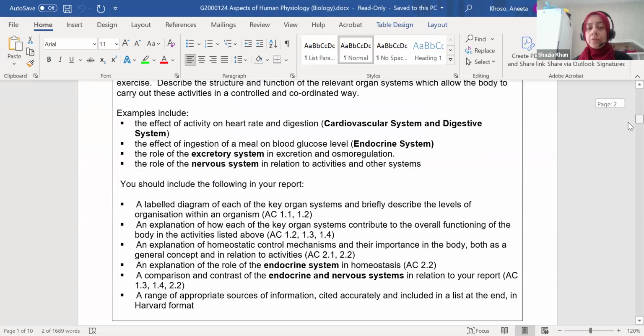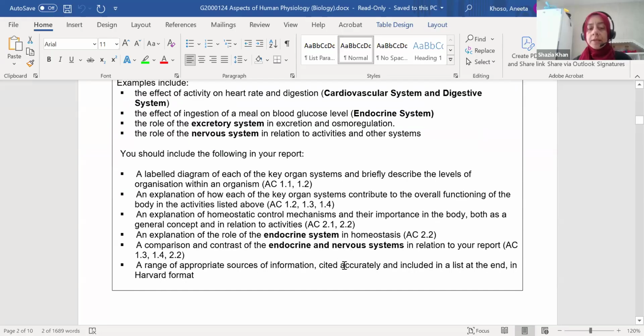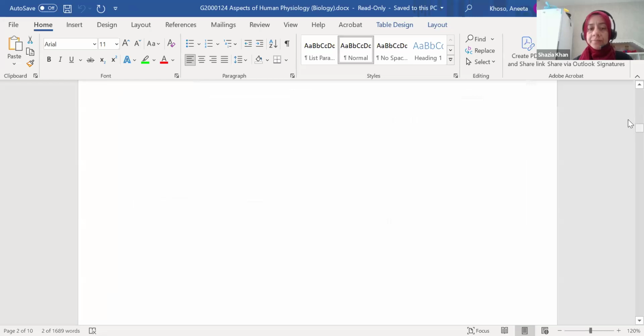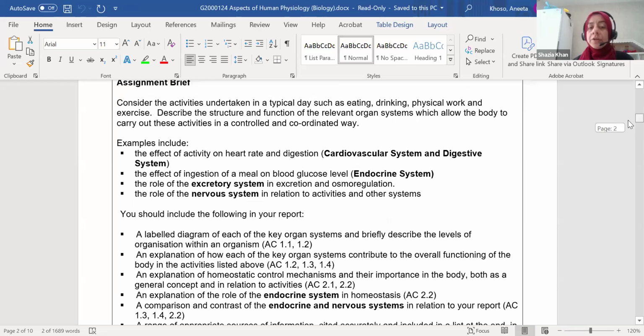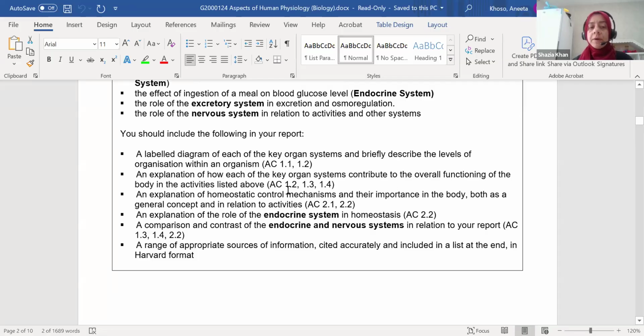So going towards what is indicated within your assignment further on. In your report, you will be giving a labelled diagram of each organ system, and you will briefly describe the levels of organization within an organism. We've talked in complete detail about this. Explanation of how each key organ system contributes to overall functioning of the body in activities that are listed above.